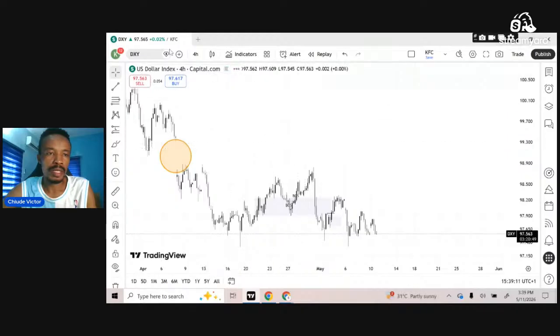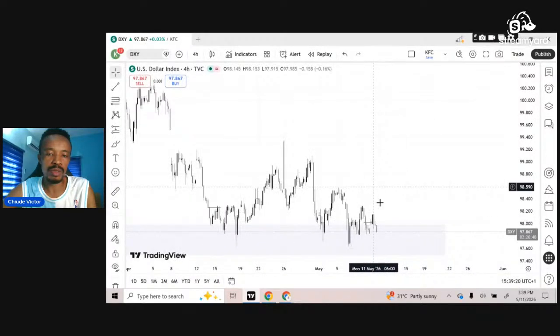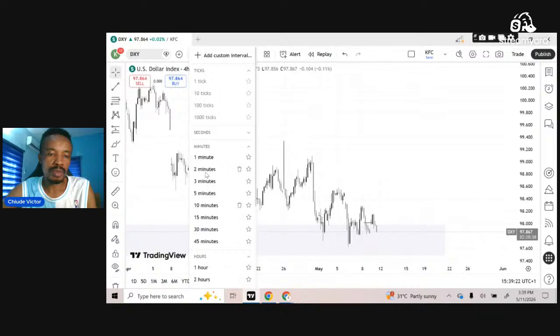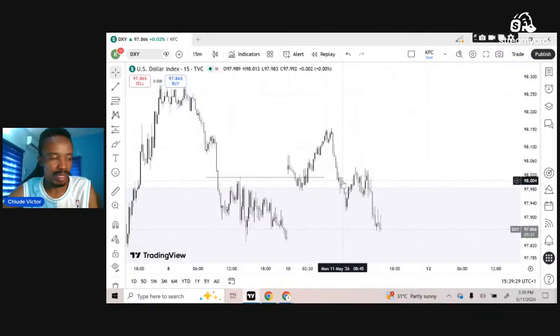So here is the dollar index. This is the dollar index, and I'm expecting it to give me a buy confirmation. I wouldn't want to sell because of this zone. The zone where the dollar index is, is a very critical zone. It's supposed to be a buying zone.